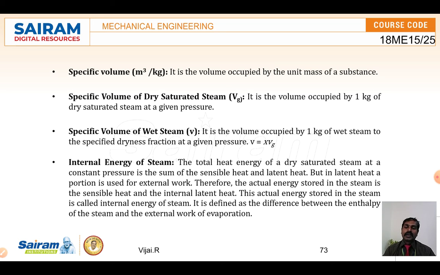Like that, we can take 1 kg and put it in containers. How much does it occupy? The specific volume of wet steam is the volume occupied by 1 kg of wet steam at a given pressure. But it depends on the dryness fraction. Wet steam means x is from 0 to 1, so at any value of x the volume is different. So v is equal to x into vg. It depends upon the dryness fraction; as the dryness fraction increases, the volume is going to be different.